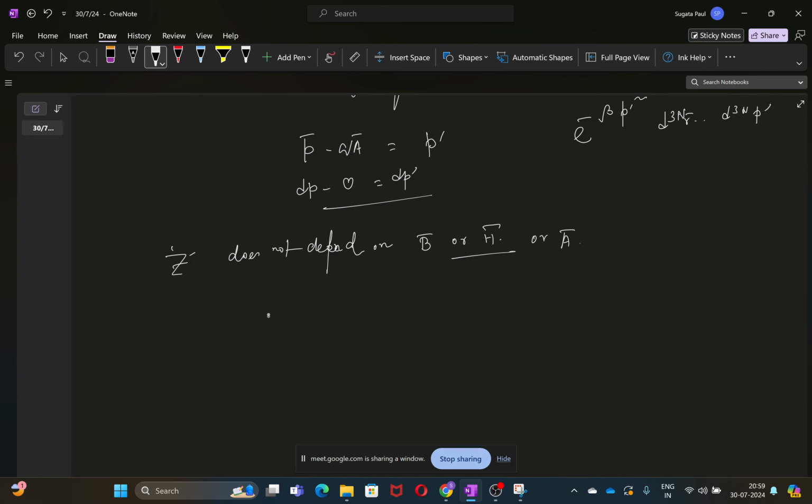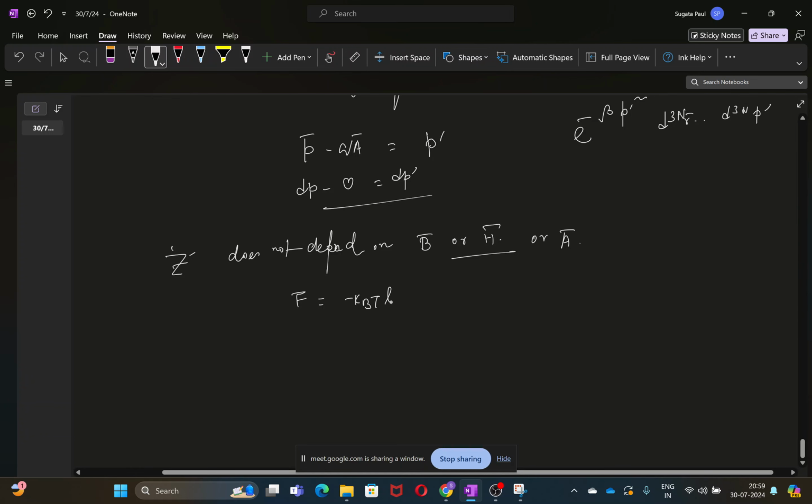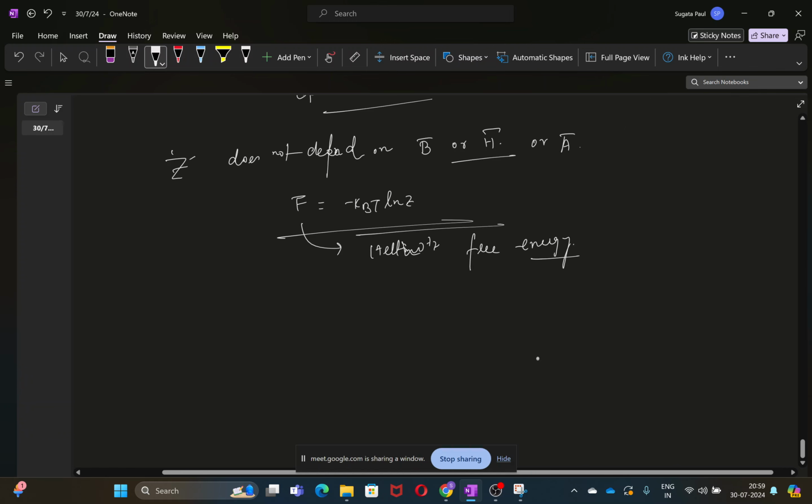Then you know that the Helmholtz free energy equals minus kBT ln Z. So if Z is independent of any magnetic field, then of course the Helmholtz free energy will also be independent of any field. So this is basically the Helmholtz free energy.